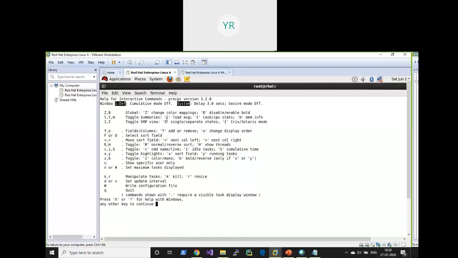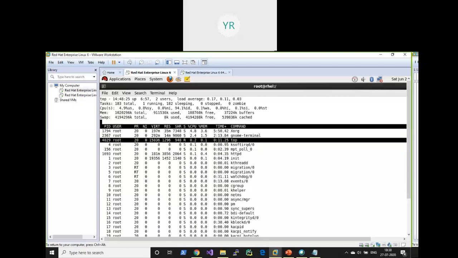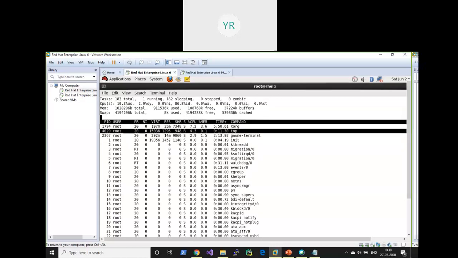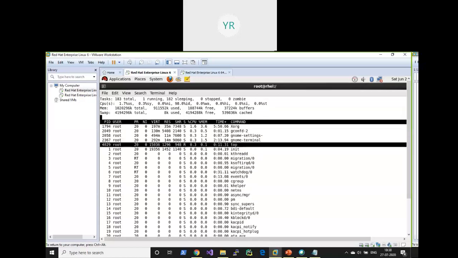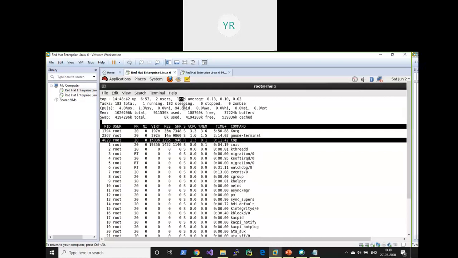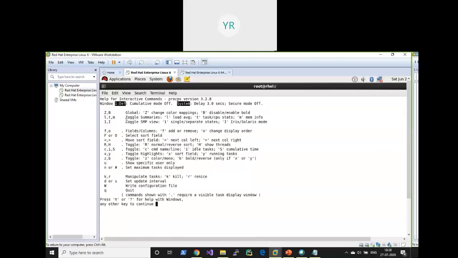Look here, it is showing load average now. If I press L, that doesn't appear in top. Okay, that is off. If I again press L, top is showing load average again, you can see load average like that. Like that you have a lot of options. Do some work with this.